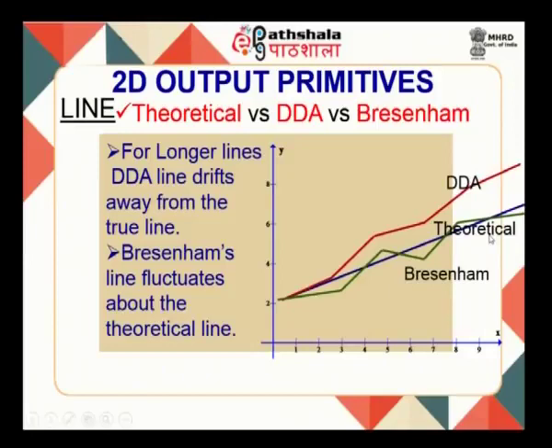fluctuates about the theoretical line. That is the beauty of Bresenham's line. So, it is more accurate. Okay. So, that is how it is more efficient than the DDA one.